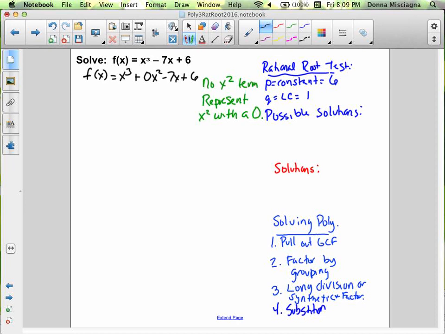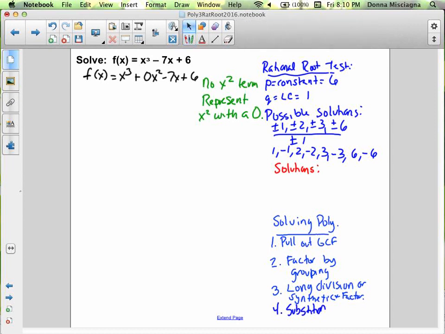All right, so possible solutions. Factors of 6 are 1, 2, 3, 6, and we're dividing it by 1, which means what you see is what you get. 1, negative 1, 2, negative 2, 3, negative 3, 6, negative 6. The dividing by plus or minus 1 isn't going to change those at all. So we've got 8 choices there. And we've got to figure out which ones we want to use. I try to think a little logically who I think it might be.